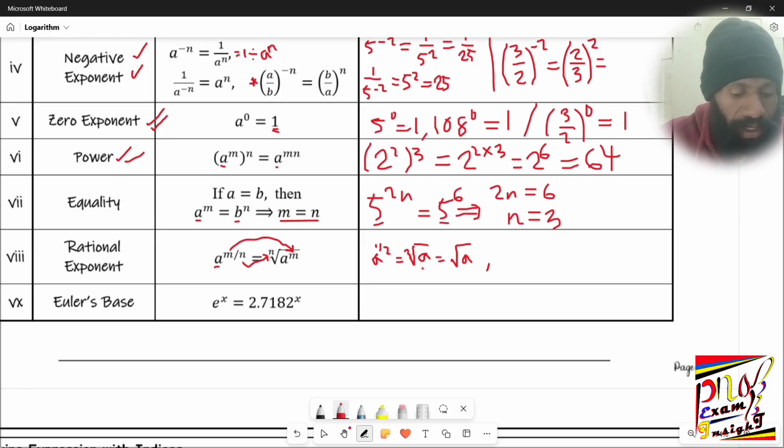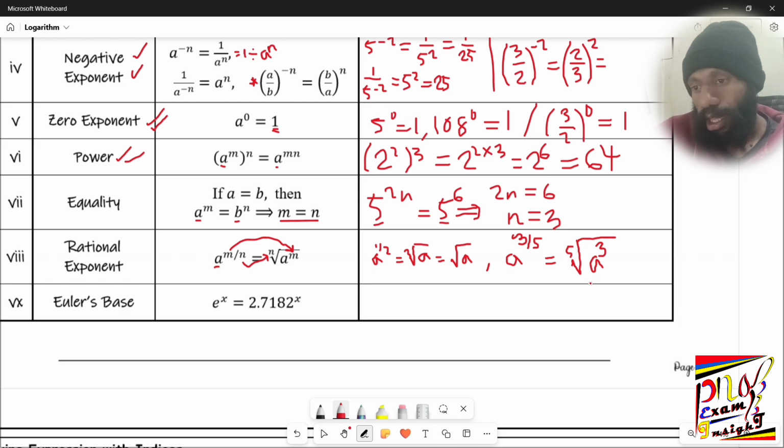Okay, so let's look at an example. Let's say we have a base a raised to the power 3 on 5. If you raise to the power 3 on 5, and express that in radical or surd form, the denominator becomes the nth root, remember that. So therefore it's the fifth root of a raised to the power 3. So that's how you write and express that. I'll do another video of that one, going through the notes.